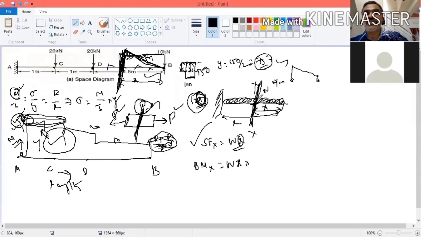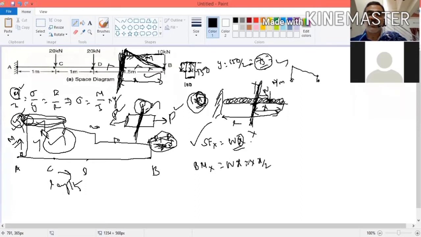So the load is actually a uniformly distributed load, acting throughout the length. Then what distance will you take? You have to find the center of gravity of this load. Center of gravity means it will be acting at the center. Then what is this distance? This is x by 2. So into x by 2.